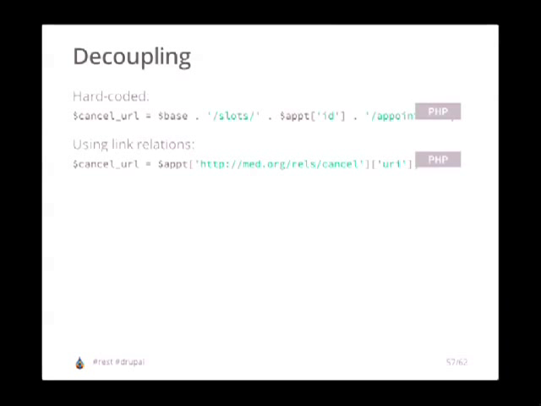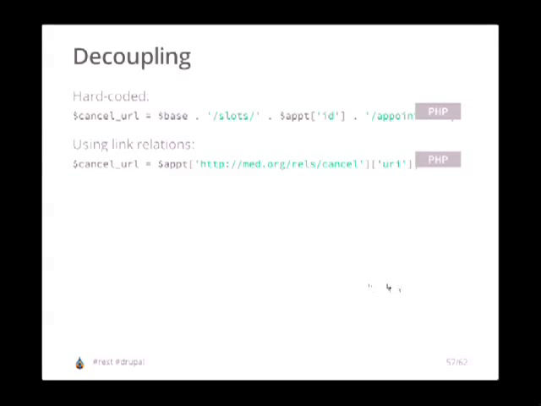So decoupling, basically, an example of being coupled would be if you had a hard-coded URI, like the appointment URI or the cancel URI. If you looked at the URL that you've been interacting with and said, okay, I know that first part is just the base path, and that second part is slots. That third part is the appointment ID, which I can get from somewhere in this message body. Because if they then go and change the structure of this URI, your application breaks.